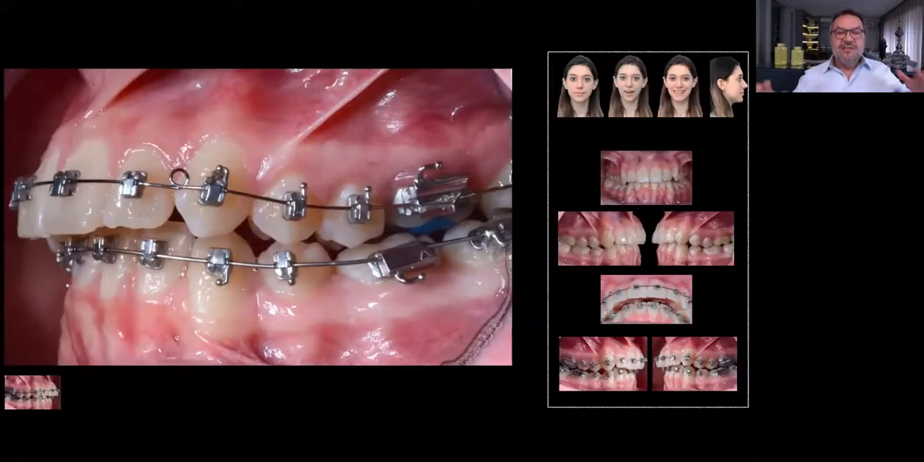So I saw lots of webinars talking about how to correct the speed curve in the lower arch. It's so easy. You just have to change the canine brackets and make a reverse curve in the arch wire, okay? So take a look now.